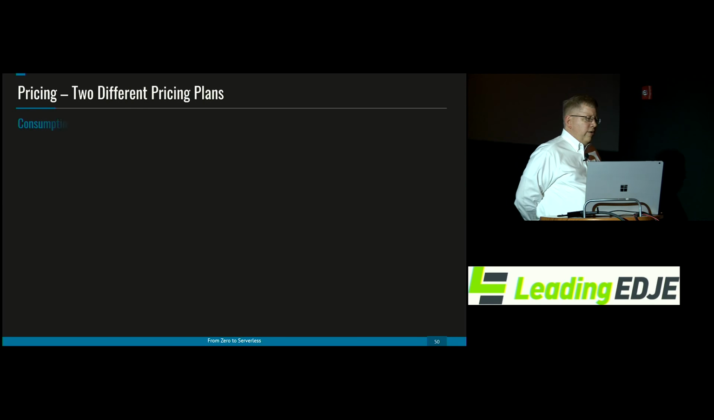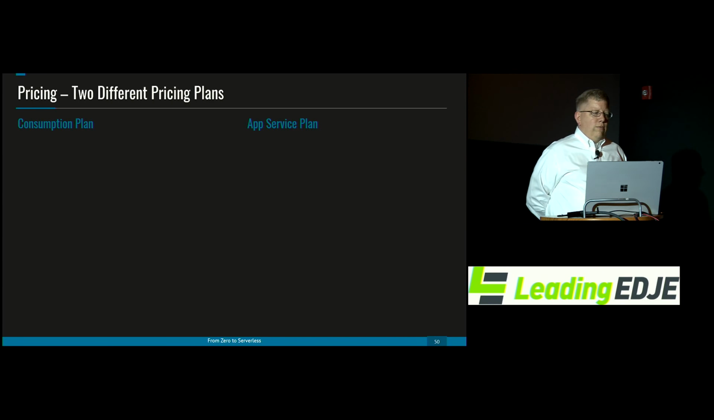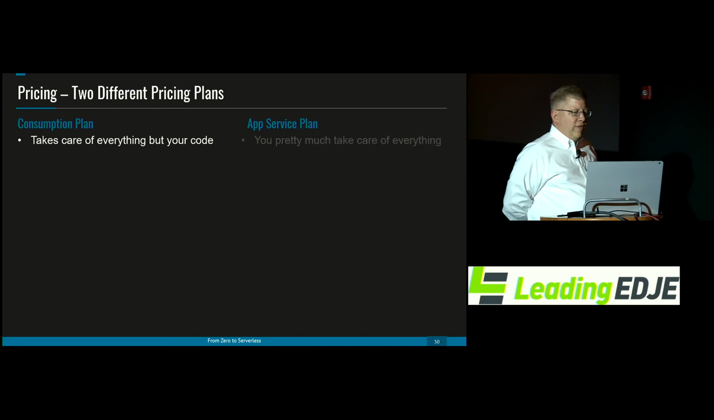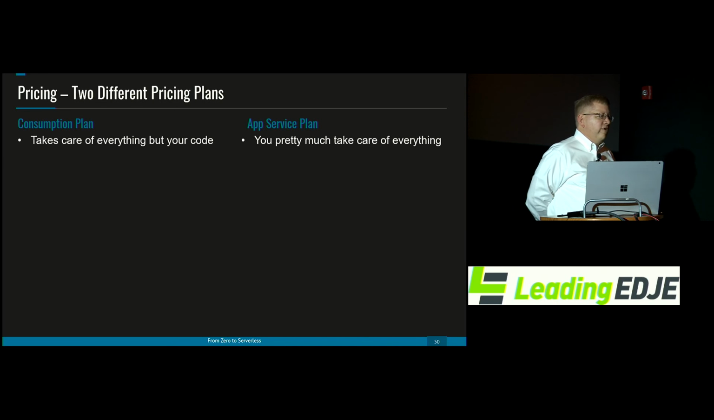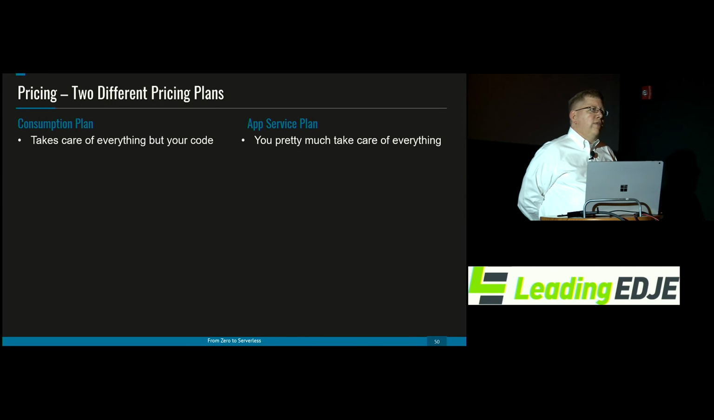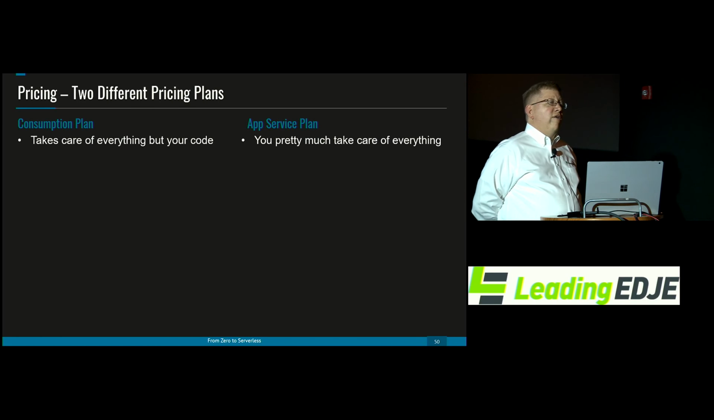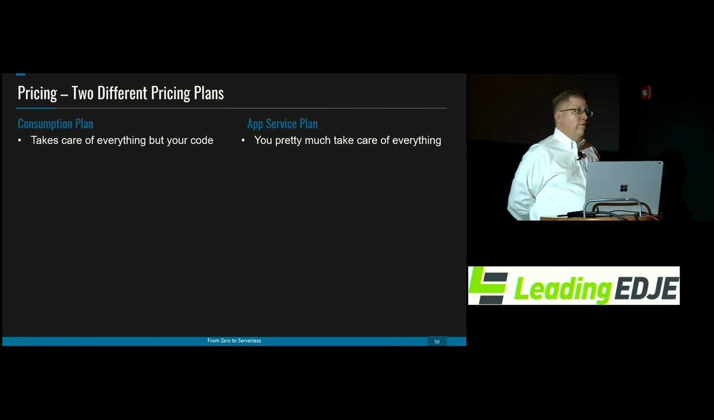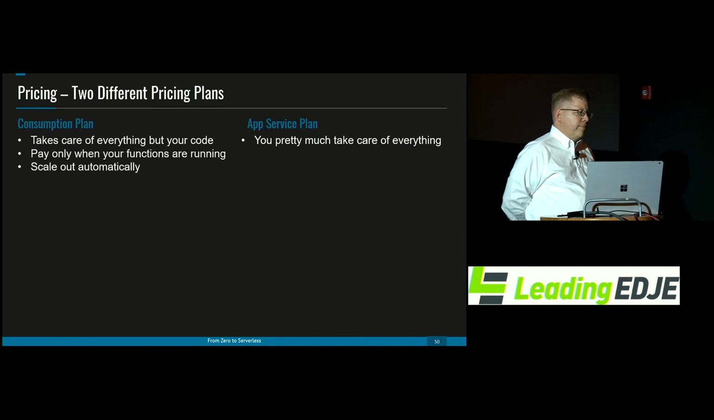So I talked earlier about there are two different types of pricing plans. So first, we have the consumption plan. And really, this is what you kind of think about when you think about serverless, because here it takes care of everything but your code, right? All you have to worry about is the code. You can also do an app service plan. So basically, they wrapped up the Azure Functions into an app service plan, and you pretty much take care of everything, right? Just like you would with a website. You're responsible for the actual management of it.